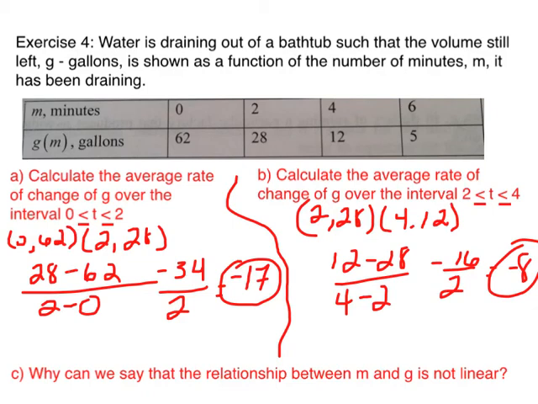Why can we say that the relationship between M and G is not linear? Well, if you notice, our slopes, one is negative 17, the other one is negative 8, they are not consistent. And we know that this is not linear because of that lack of consistency. It's all about the slope. The slope has to be consistent in order for this to be a linear function. This is not a consistent slope, therefore it is not linear.